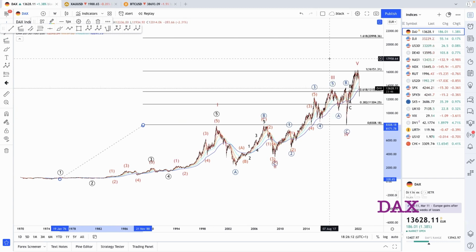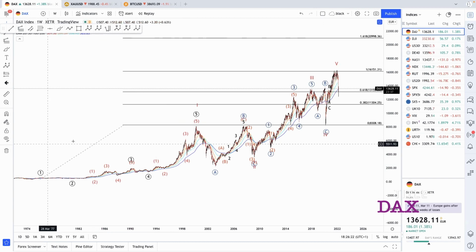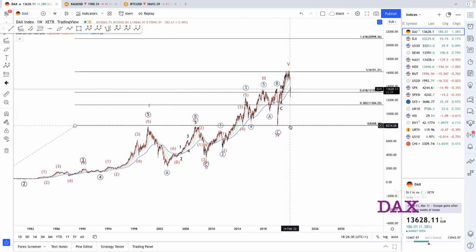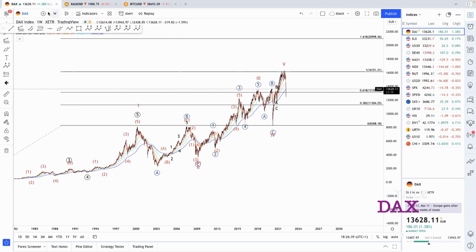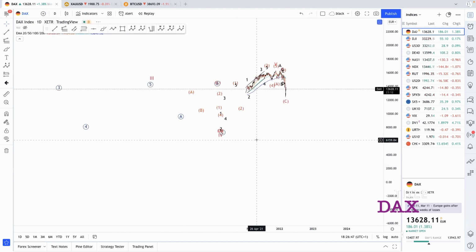What does it mean? There is a chance that we are going to correct the entire cycle from the 70s. And I mean, that would be quite catastrophic. So there is a chance, but it doesn't mean that it's going to happen, obviously. But these are some evidence in favor of that chance becoming reality.